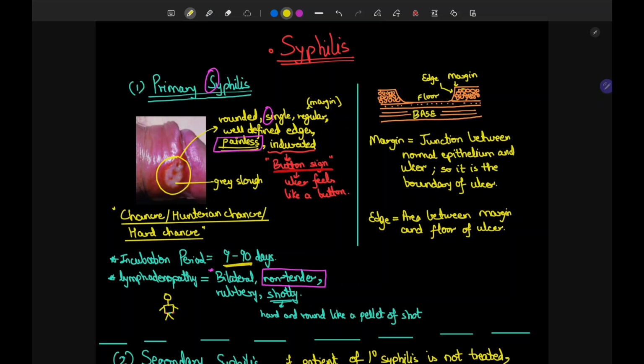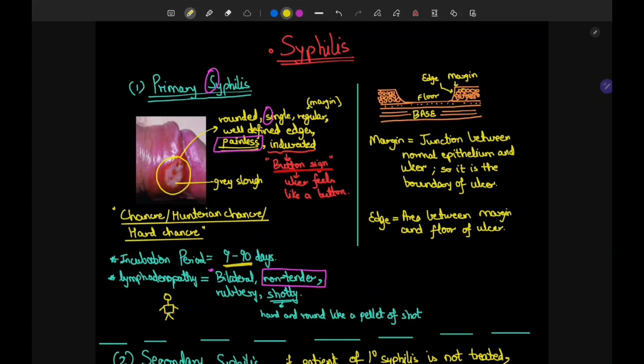Now see the lymphadenopathy. This type of primary syphilis has a bilateral lymphadenopathy, and it's non-tender. See, the ulcer is also painless and the lymphadenopathy is also non-tender. That means if you touch these lymph nodes, if you press these lymph nodes, the patient won't wince in pain. So it's non-tender, and I've made a little sketch here. See, the person has got an ulcer here. So you can't say that it has a unilateral lymphadenopathy. It should be bilateral, because the ulcer is here.